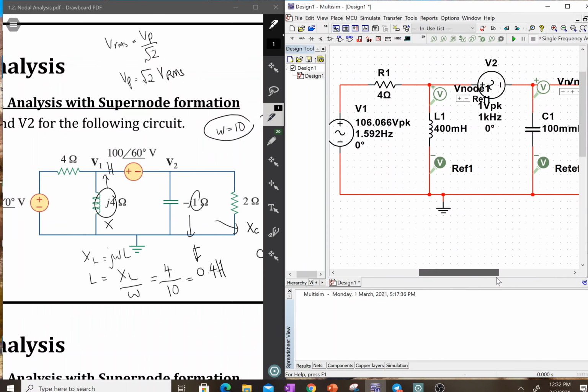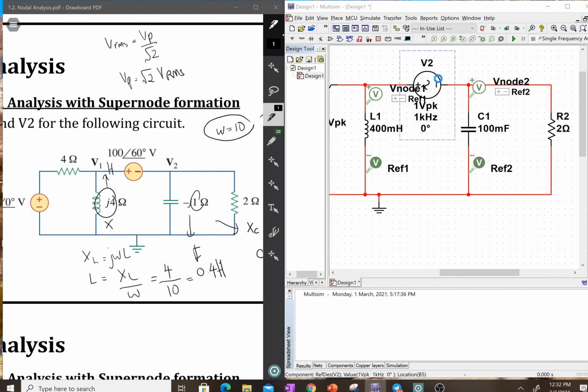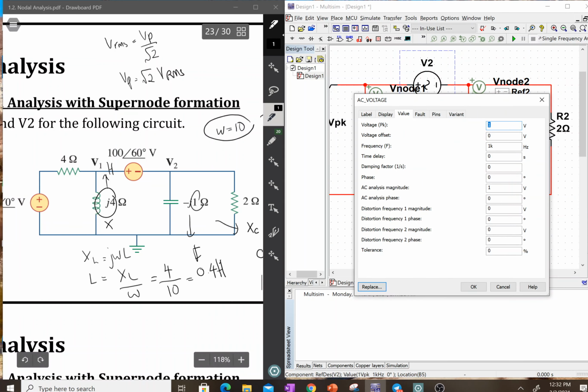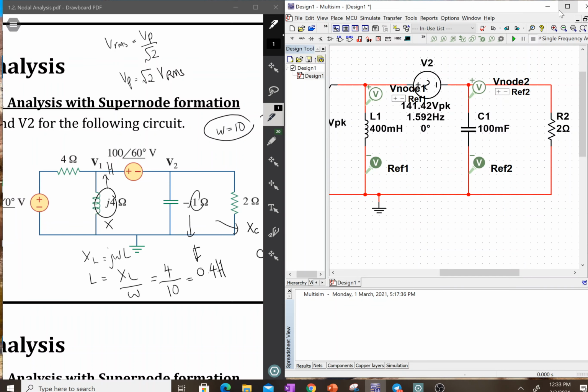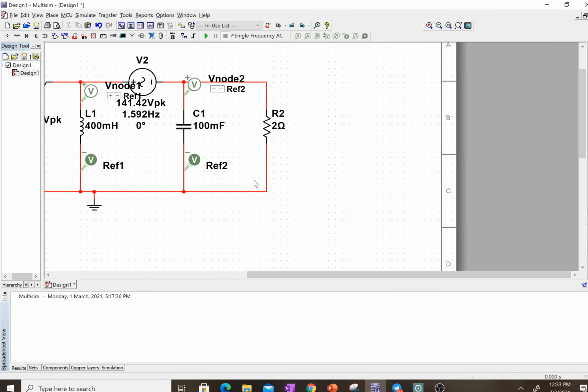Next, for V2. V2 given here is 100 volts and the angle is 60. Then key in the 1.592 frequency, and then the voltage peak. So we take 100 multiplied by sqrt 2, which is 141.42. That's all. Now we can run the simulation.